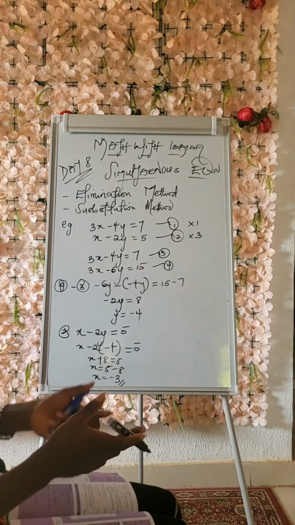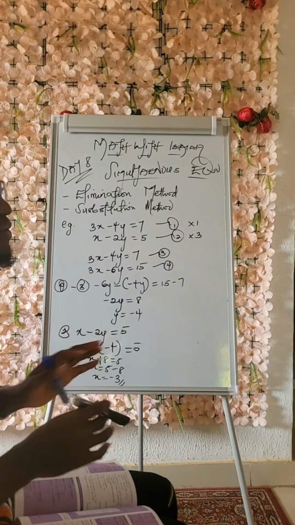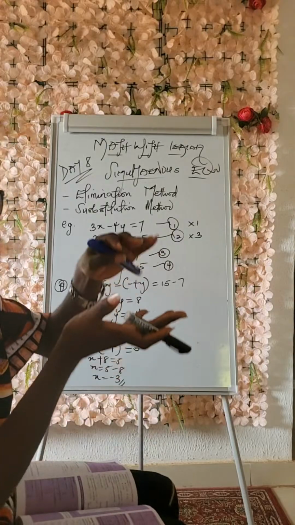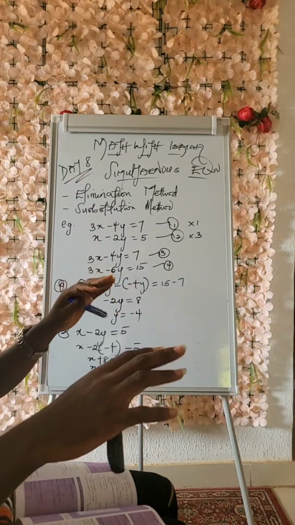So this is how you solve using the elimination method. You need to find one that you want to eliminate. You need to make them the same, and then you need to either subtract or add or whatever you need to do to eliminate them.